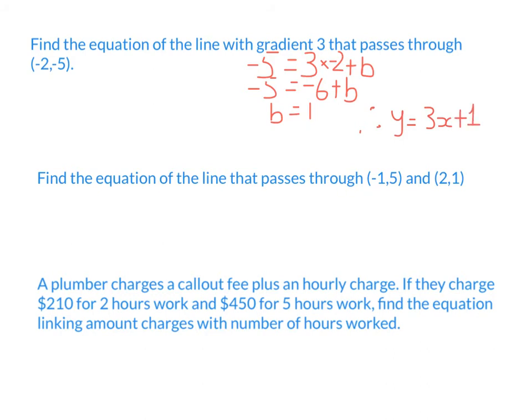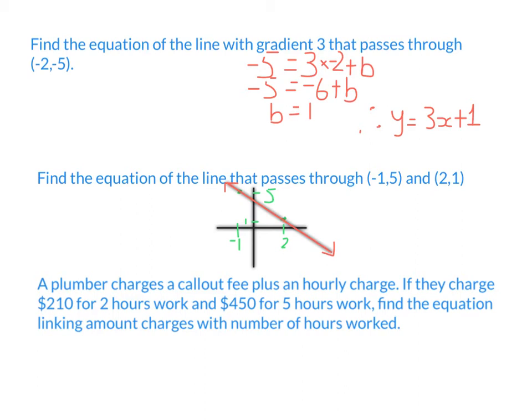So for this equation here, I'm not told the gradient, instead I'm given 2 points. But we can still follow the same process as the last time. The only difference is we're going to need to do a little more work to find the gradient. So what I'm going to do is I'm going to plot these 2 points. So minus 1, 5 will be the point up here, and the next point, 2, 1, will be over here. So what I'm doing is I'm finding the equation of the line that goes through these 2 points. So plotting it's going to help me find the gradient.